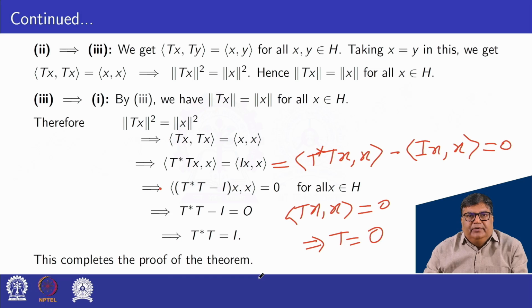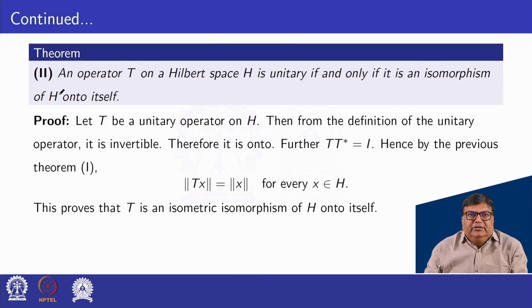This completes the proof of the theorem. Next theorem. An operator T on a Hilbert space H is unitary if and only if it is an isomorphism of H onto itself. Proof. Let T be a unitary operator on H.